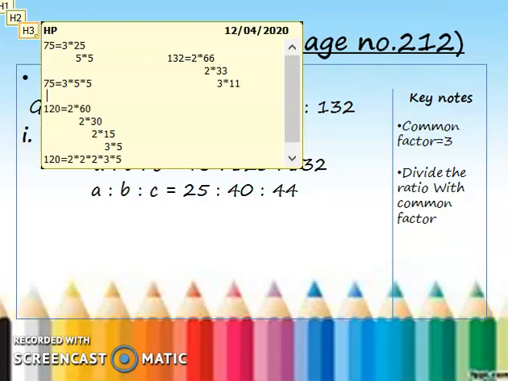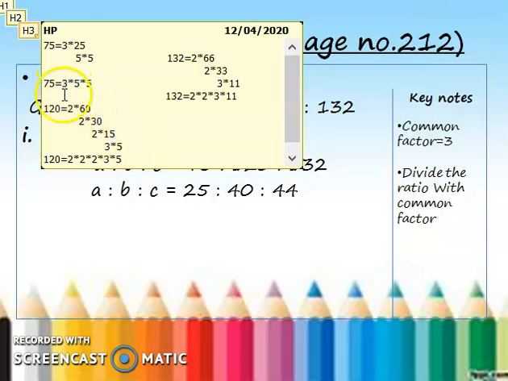So the factors for 132 are, we have to write all the prime numbers: 2 multiplied by 2 multiplied by 3 multiplied by 11. Am I right? Yes. Now we can check from the factors which factor is common in all these three.